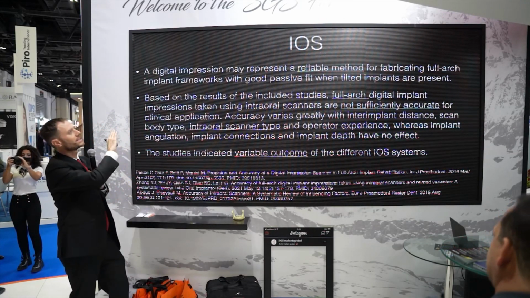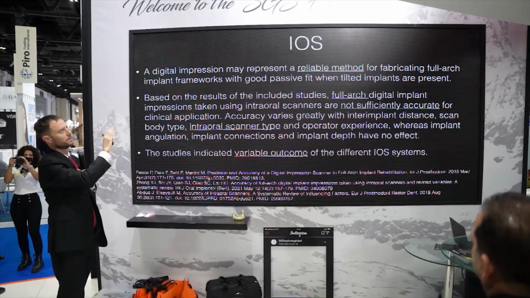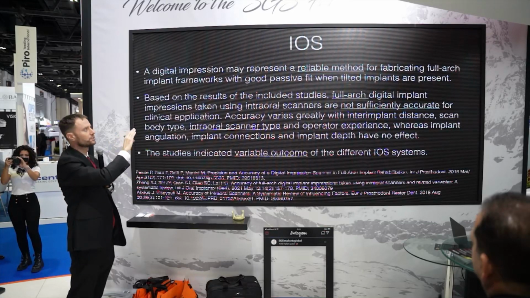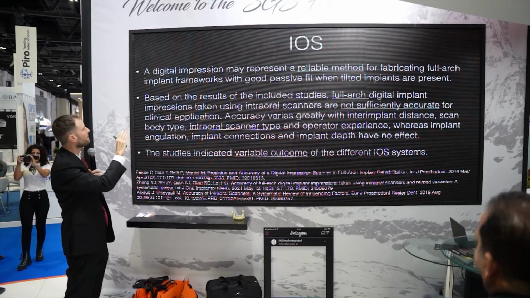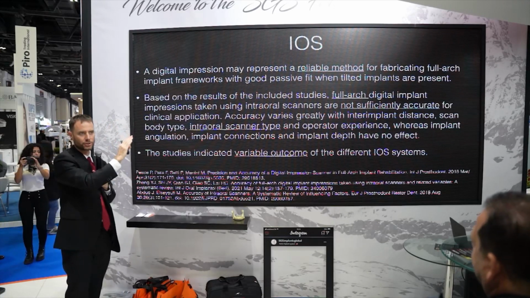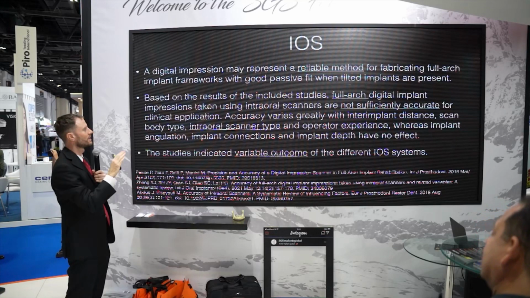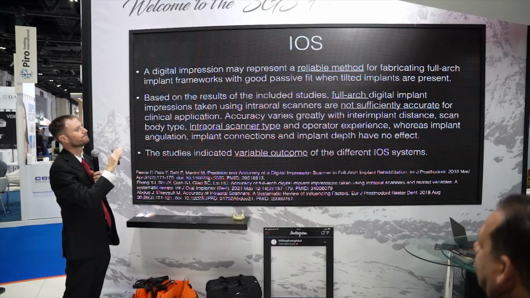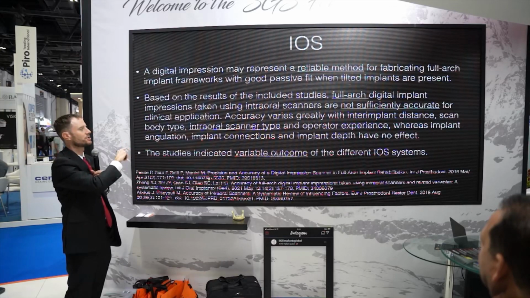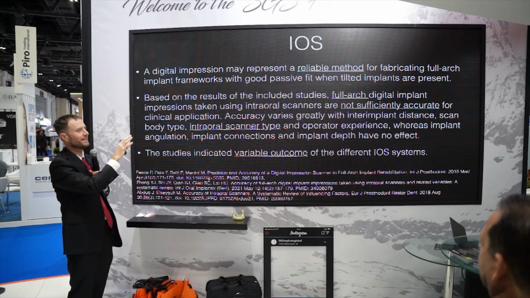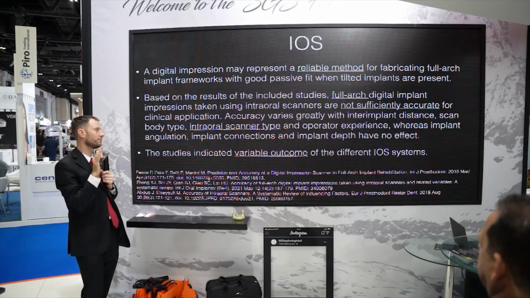So anyway, in the literature what you see is that it's reliable, even with most implants, with tilted implants or everything. But full arch with tilted implants is the limit for now. So I would say basically operator experience, implant angulation, and connections and defects are factors that might influence it.